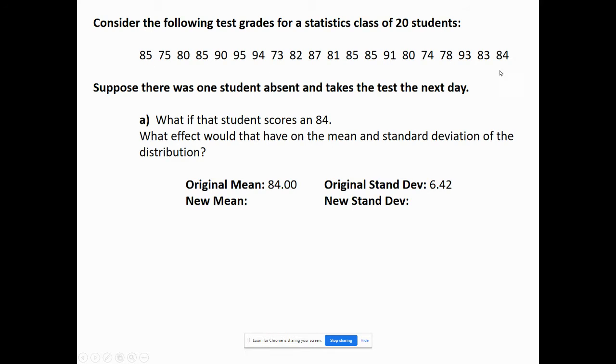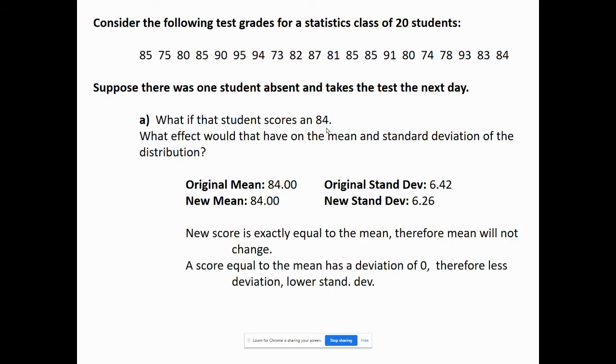So you already have this in L1 in your calculator. So go back to L1, add an additional 84 at the end of your list, and then rerun your one variable statistics. Okay, we get a new mean of 84 and a new standard deviation of 6.26. Now here is the deal. If the mean was 84 and we include one more data point that's equal to the mean, it stays at 84. That's not going to change.